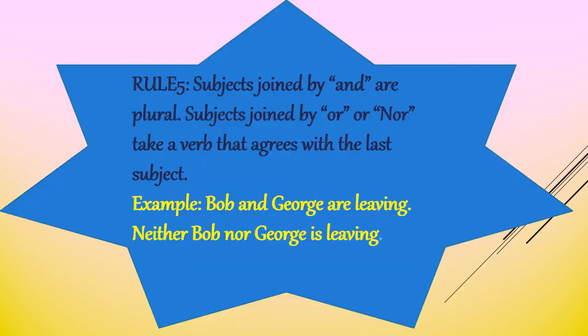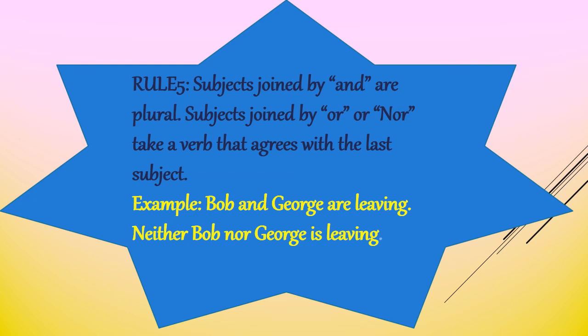Rule 5: Subjects joined by and are plural, and subjects joined by or or nor take a verb that agrees with the last subject. Meaning, when two subjects are joined by and, we use the plural form of the verb. For example, Bob and George are leaving. Here Bob and George, these two subjects, are joined with and, that's why they become plural, and the plural form of the verb are is used here.